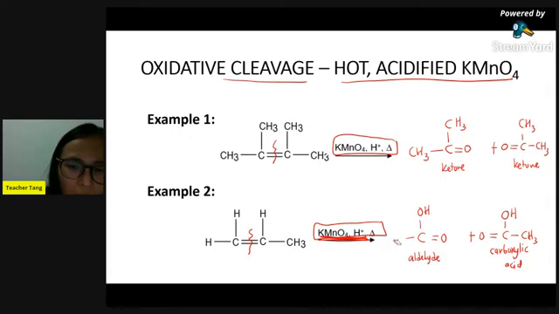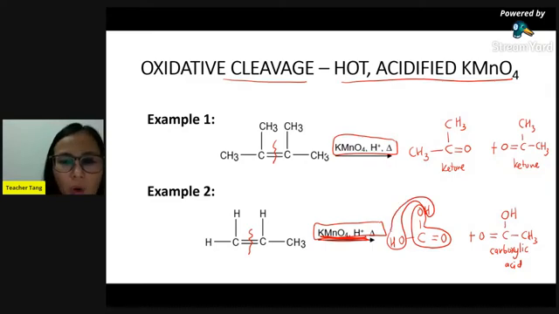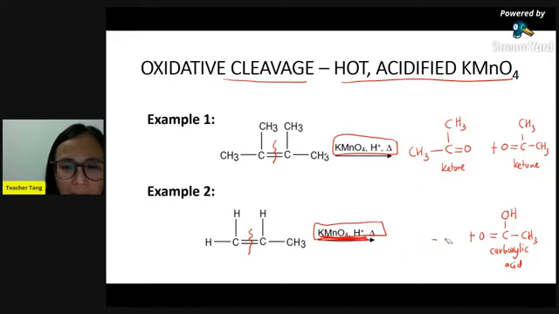Ketone, okay. Aldehyde, no. Then how about this? This one, we have OH attached to the same carbon of the carbonyl. This is not stable, and the whole compound will decompose. It will decompose to give you carbon dioxide and also water.